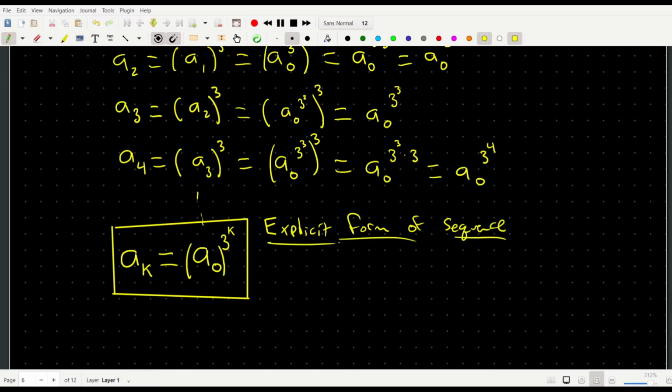So for a given sequence, sometimes the explicit form is easier to deal with, sometimes the implicit form is easier to deal with. It really depends on the example that you're looking at.